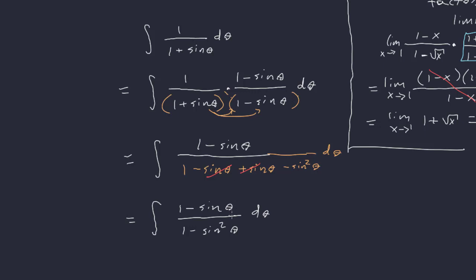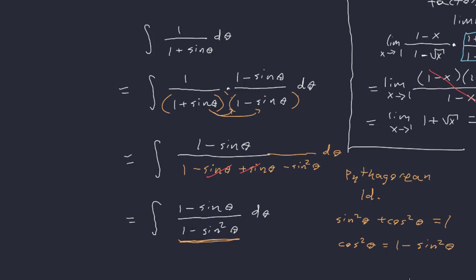It looks worse than where we started, except here. This is our friend, this 1 minus sine squared, because we have the Pythagorean identity from trig, which is definitely one of the ones we need to have ready to go, right? And that is sine squared theta plus cosine squared theta is equal to 1. Now, in this form, it's maybe not helpful, but if we move that sine squared over, you'll get cosine squared theta is equal to 1 minus sine squared theta.